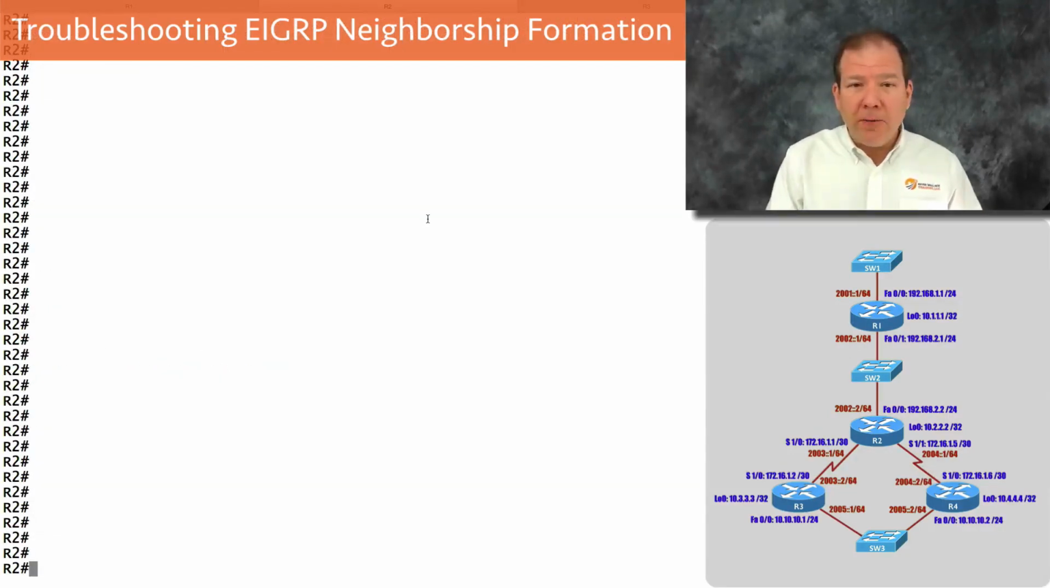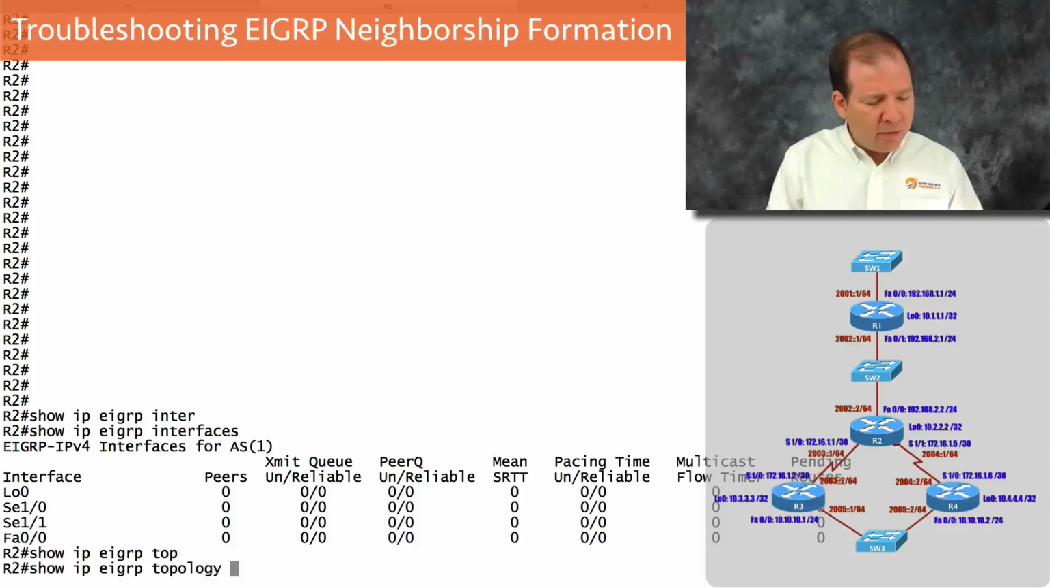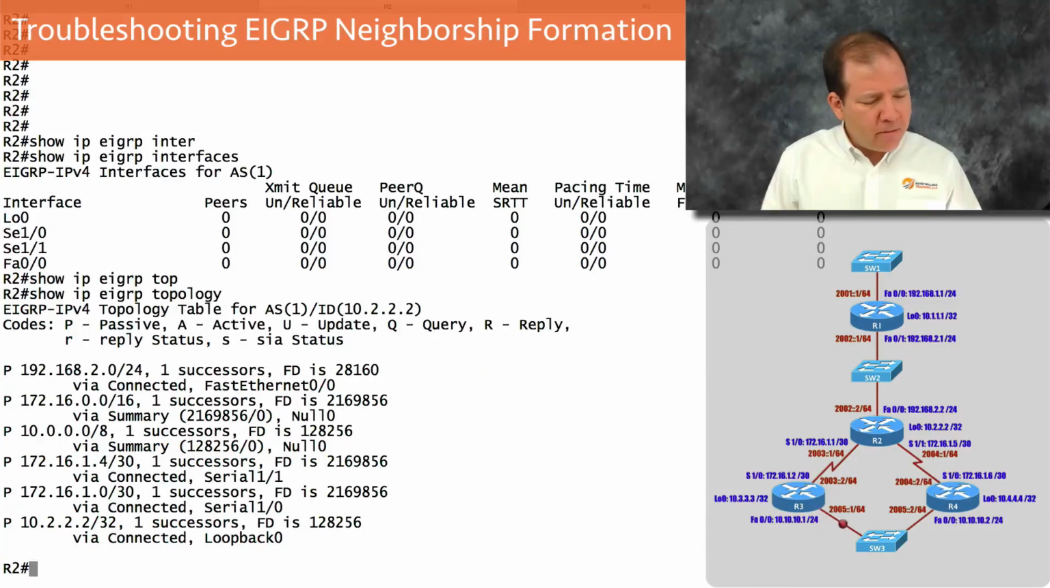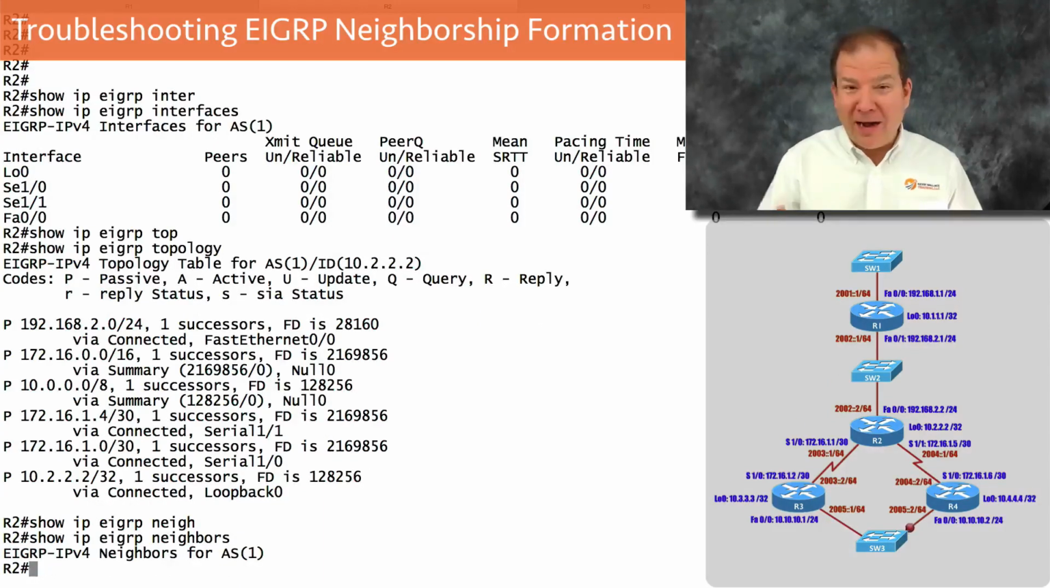Let's go to router R2 and let's do a show IP EIGRP interfaces to see what interfaces are participating in EIGRP. Well, great news. It looks like all of my interfaces are participating. And I can see that I'm in Autonomous System 1. That matches up. That's good. Have I learned anything via EIGRP on R2? Let's look at the topology table. I don't really see anything that's not local to me that I've learned. All right. Do I know about any neighbors? No, I don't, which would explain why I haven't learned anything.